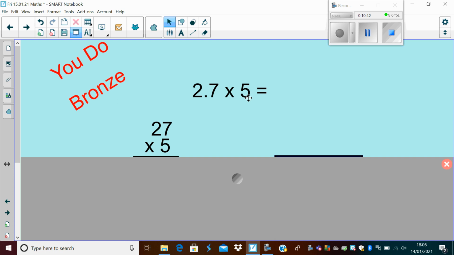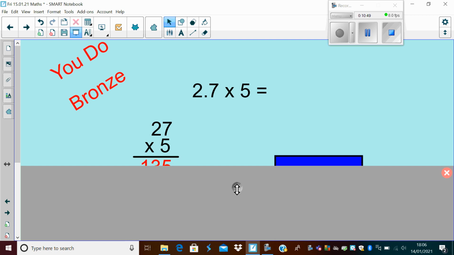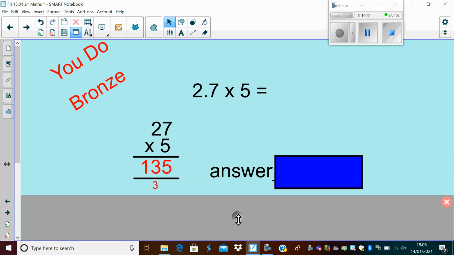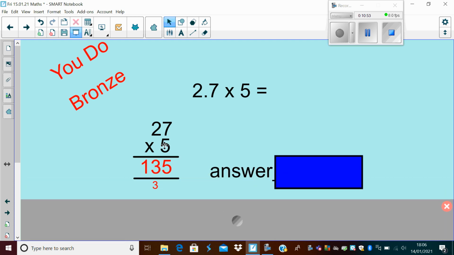So I've estimated the answer is going to be a bit more than 10. I've taken the decimal point away and I've gone for 27 times 5. I did this in the normal way. 5 times 7 is 35. 5 times 2 is 10. I put the 5 down and I add the 3, so 13. So my answer is 135.